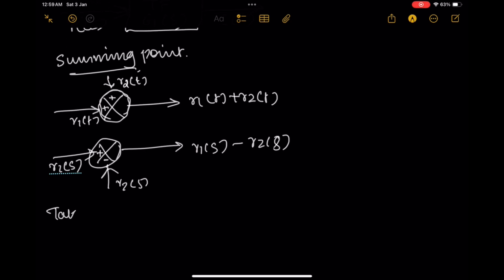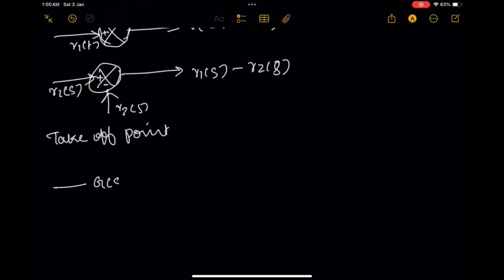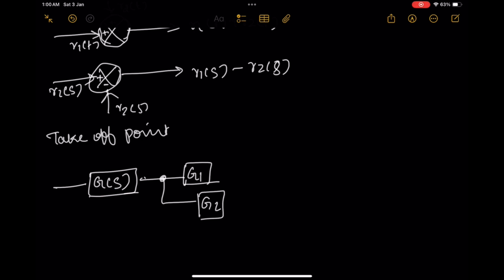Takeoff point is basically very simple. It's just a point where you take the value. If you want two values from one point, you take two points. That's like a branch. A takeoff point can be represented by a point where I can take out two values. Like if I'm giving an input R1, then I'll get the value here as R1 into G of s. That will come later. We'll get that particular value here, and this same value will go this way as well as this way. That's what a takeoff point indicates. It helps in forming parallel blocks basically.